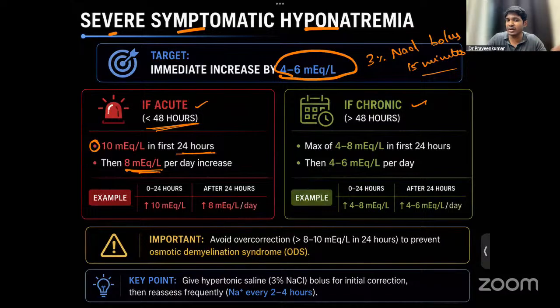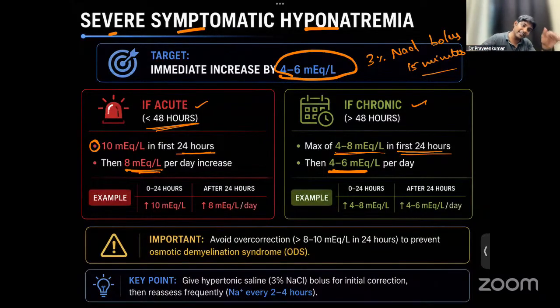So we shouldn't correct chronic hyponatremia very fast. The maximum rate in the first 24 hours is 4 to 8 milliequivalents, not more than that. And every subsequent day, it is going to be 4 to 6 milliequivalents. So we usually say don't correct it more than 6 milliequivalents per day.